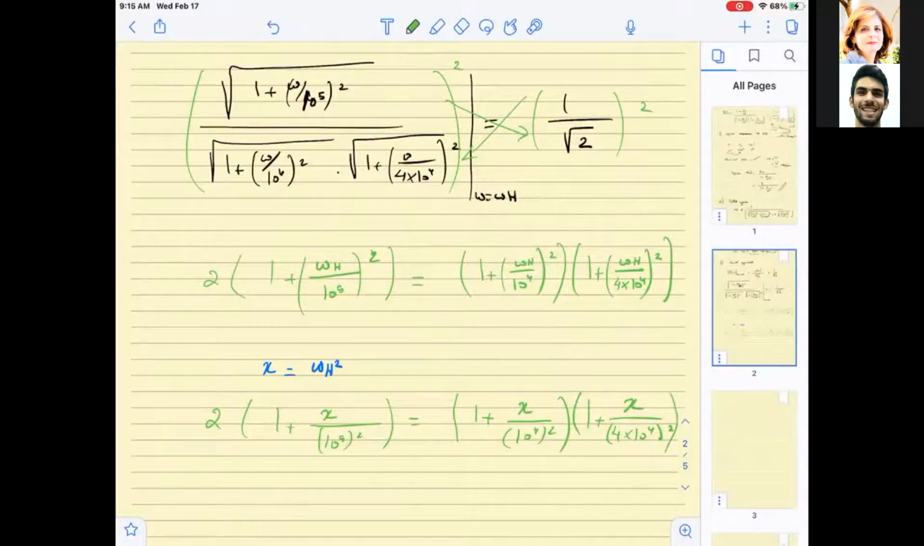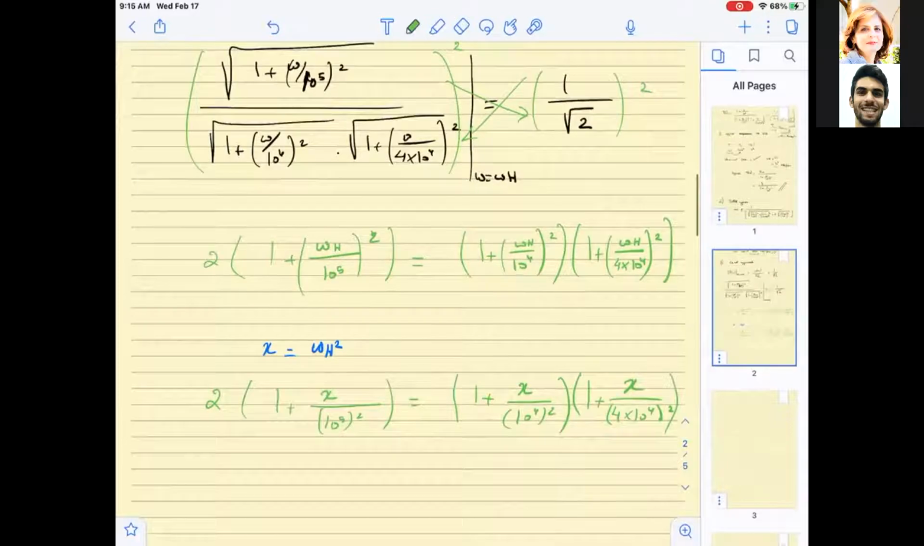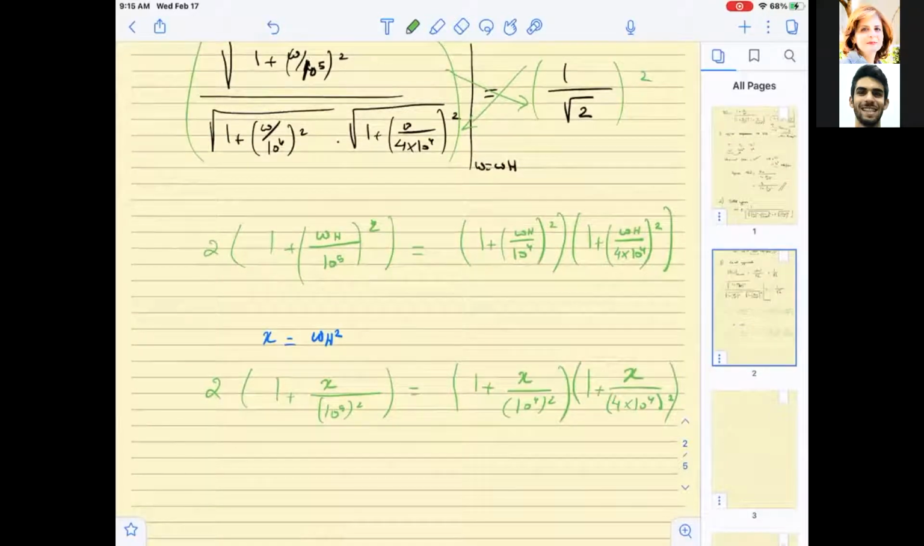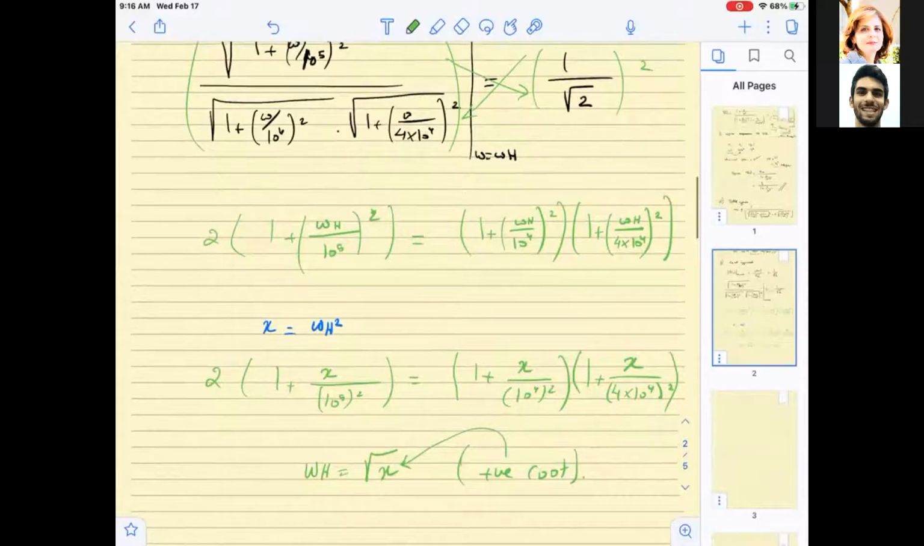What is the polynomial degree in the x solution if we expand it? What is the power of x? 2. Quadratic. So I'm dealing with a quadratic polynomial. We know how to find its root, and once we find x, we use omega_H, which is what? It's the square root of x. So of course I need to take the positive root for x, right? So this is the exact solution.